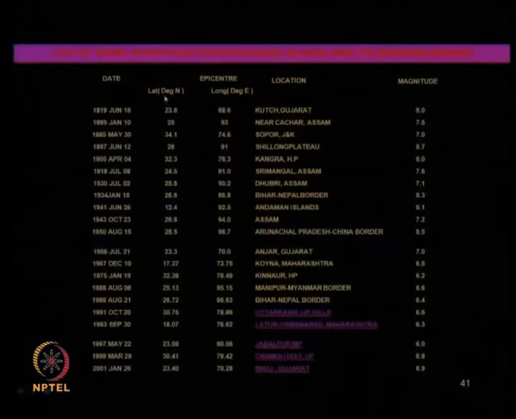All this earthquake data can be obtained from the USGS website as well as the IMD website of the Government of India, from where you will get the basic information about the dates of earthquakes, the epicentral locations in terms of latitude and longitude, and their magnitudes. All these details are available from the USGS website, the PEER website and the IMD website, and there are several other sources for this information.